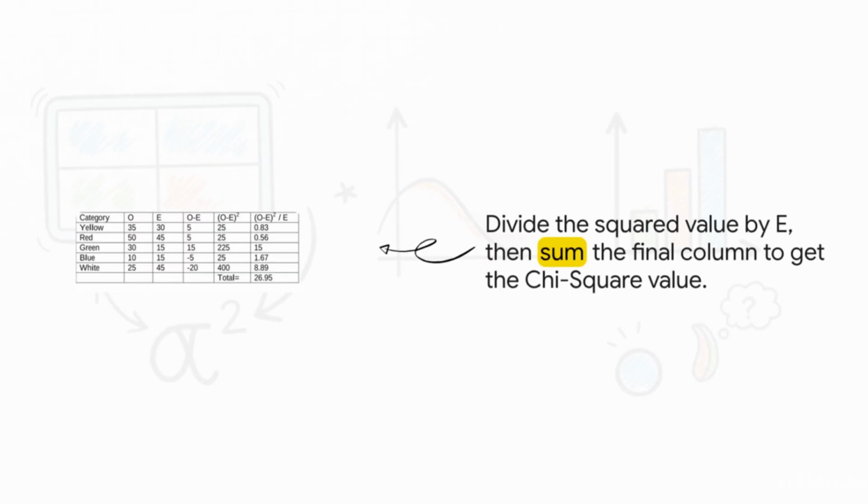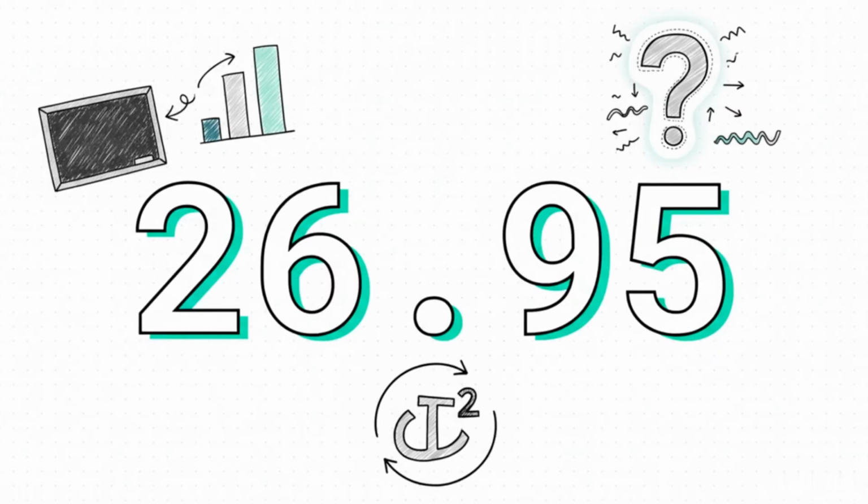Once we do that for every single row, we just have one thing left to do. Add up that entire last column. And boom, there it is. The sum of our final column is 26.95. This one number represents the total difference between what we saw and what we expected.